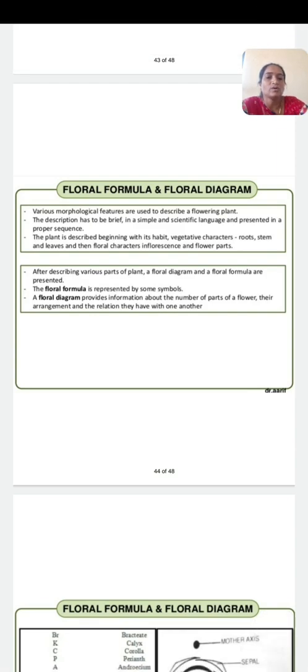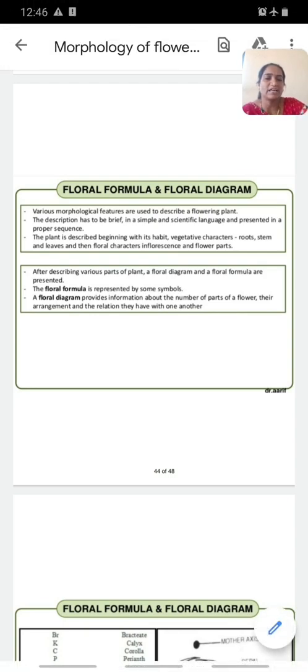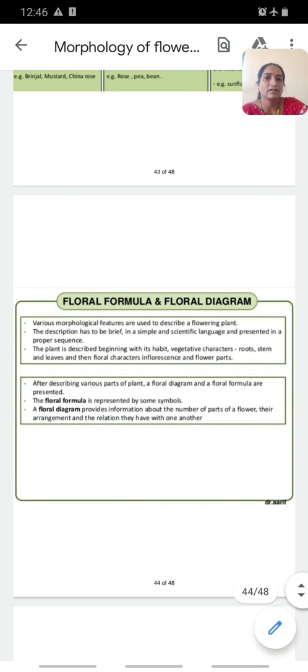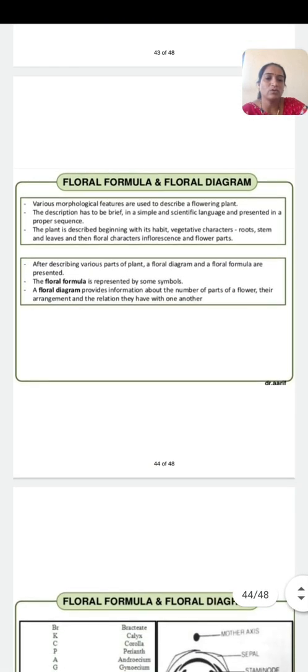Now, in the previous syllabus there were three families for our study: family Solanaceae, family Liliaceae, and family Fabaceae. But due to COVID-19, most of the syllabus, about 25 percent, was deleted, and a single family remains in our chapter, Morphology of Flowering Plants, which is family Solanaceae. Okay, in this video we are going to learn how to study the family.